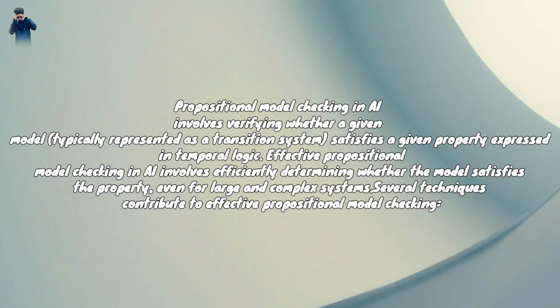Propositional model checking in AI involves verifying whether a given model, typically represented as a transition system, satisfies a given property expressed in temporal logic. Effective propositional model checking in AI involves efficiently determining whether the model satisfies the property, even for large and complex systems. Several techniques contribute to effective propositional model checking.